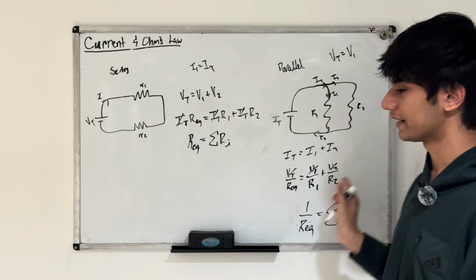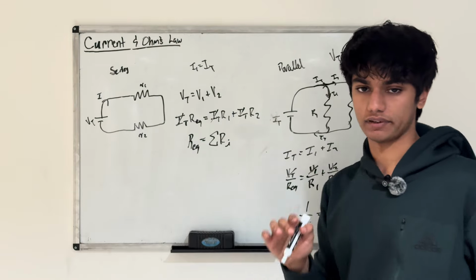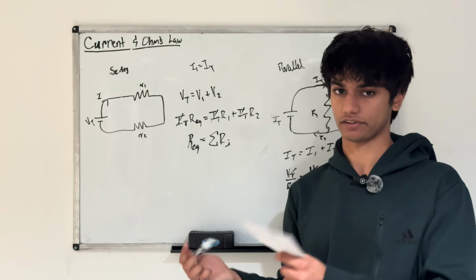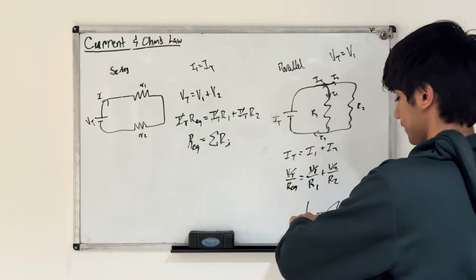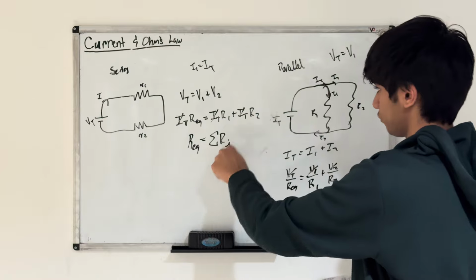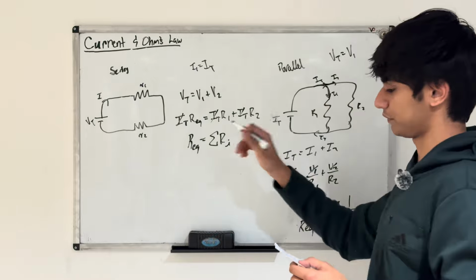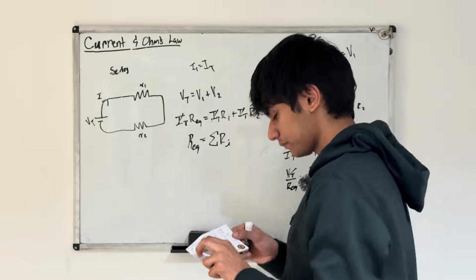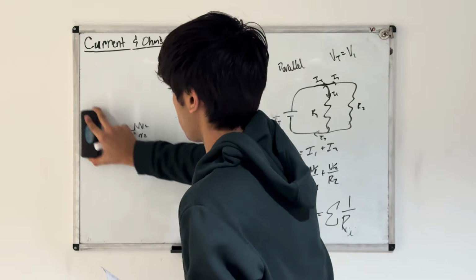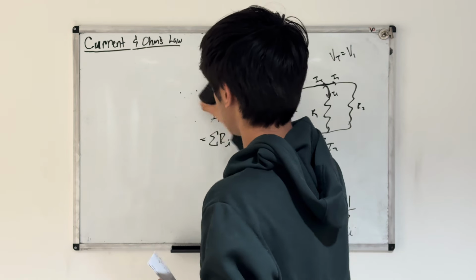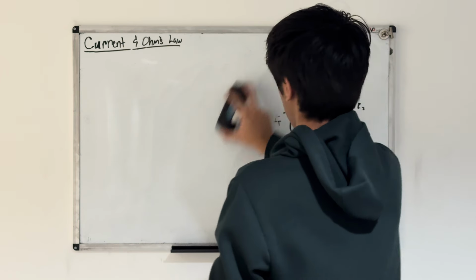The important idea here is that it's the opposite of what we had in capacitors. With capacitors, this would be for series and this would be for parallel, but here it's the opposite, and that's what we need to remember with resistors. Now let's just do a quick resistors problem, just to see how we do it, and then we'll be done.